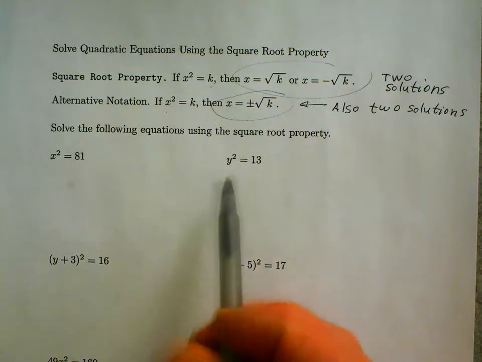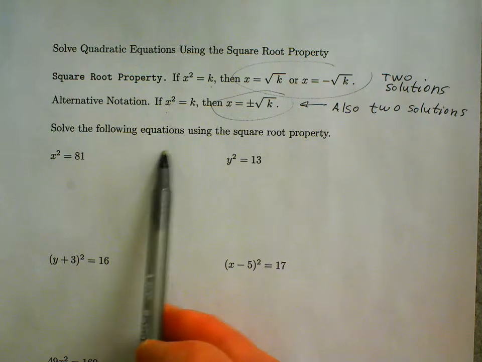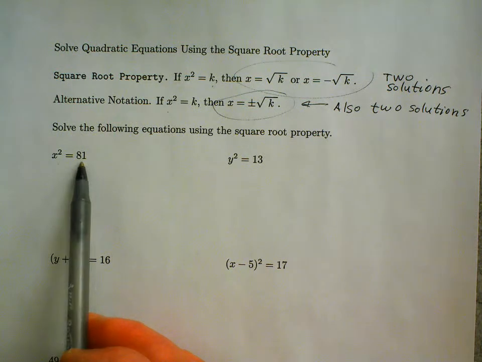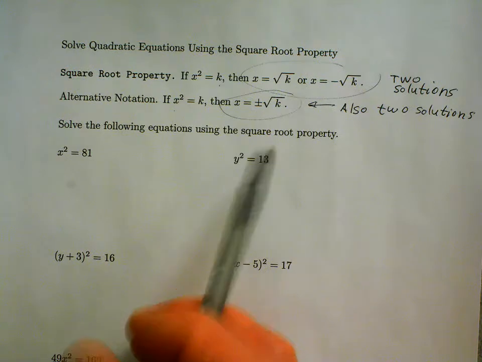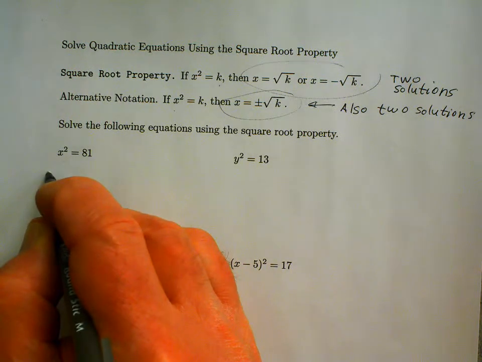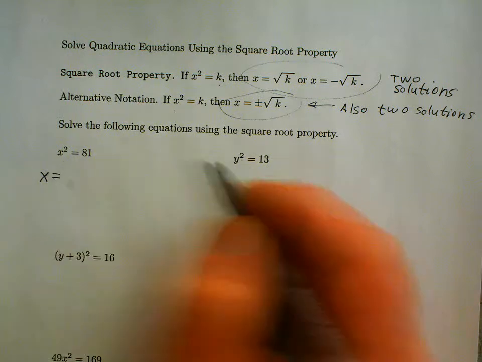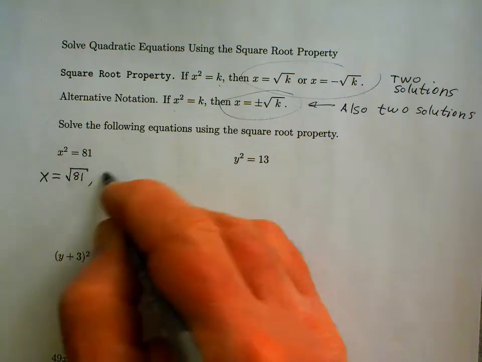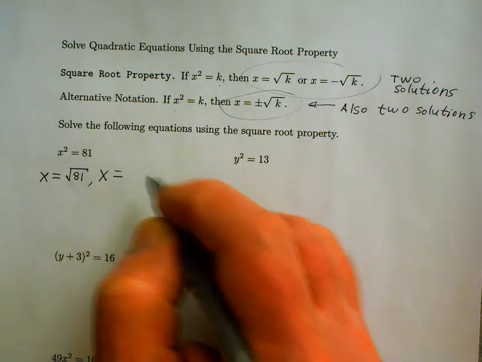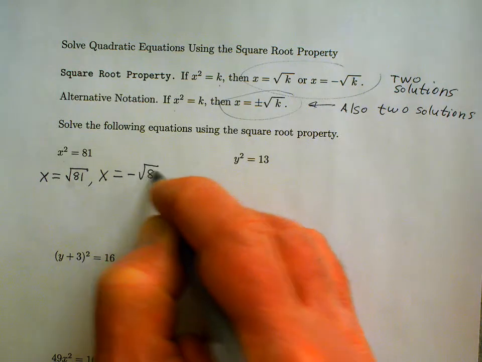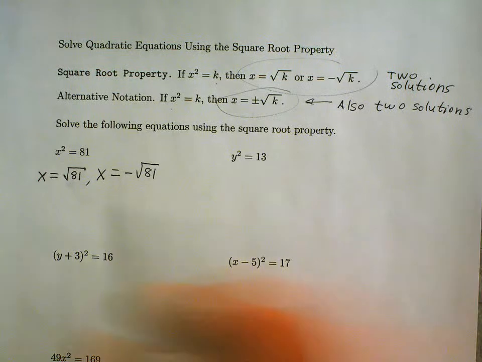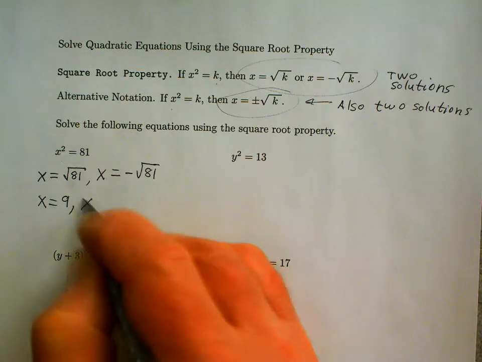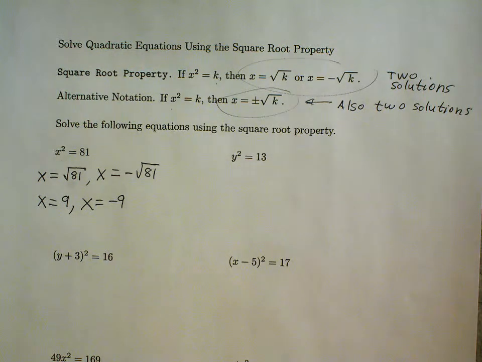Okay, we'll start out fairly simple. Solve the following equations using the square root property. X squared equals positive 81. So we can write x equals the positive square root of 81 for one of the solutions, and the other one is x equals negative square root of 81. The square root of 81 can be simplified, so x equals 9 and x equals negative 9 are the two solutions.